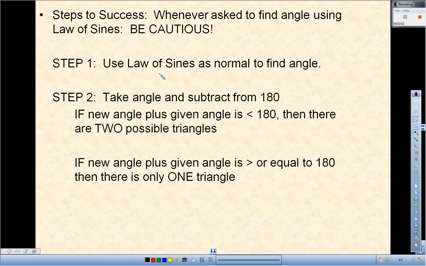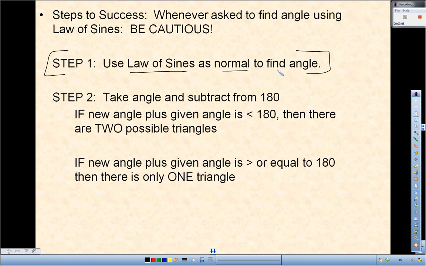Step one, just go ahead and use the law of sines as normal to find the angle of your triangle in that situation. So just use the law of sines normally. If you get an answer for your angle that works, then obviously you have at least one solution. If your calculator says undefined, or if, for example, you get an angle that's too large to be the second angle, then you have no triangle or no solution.